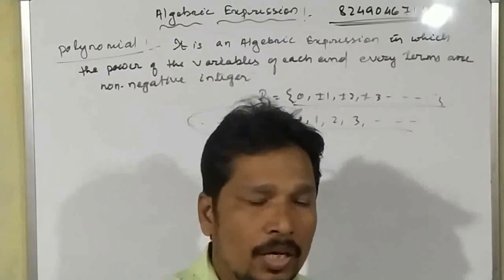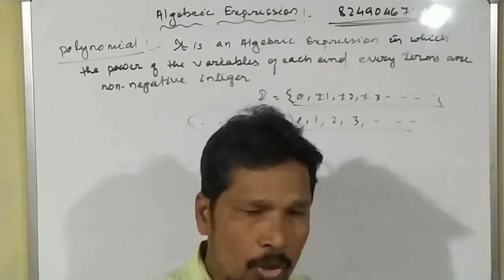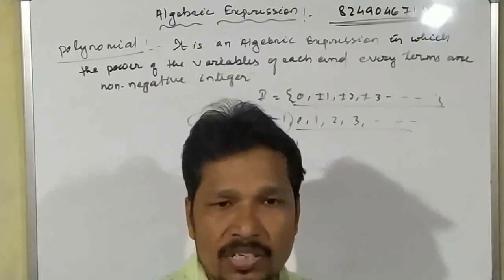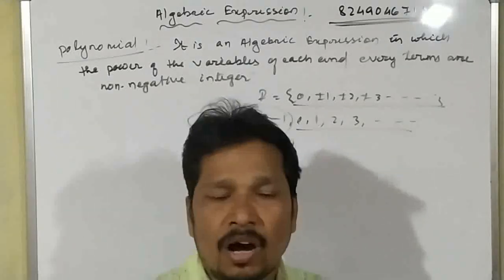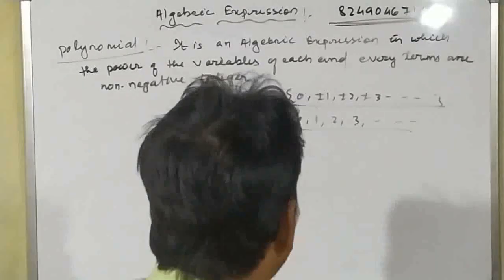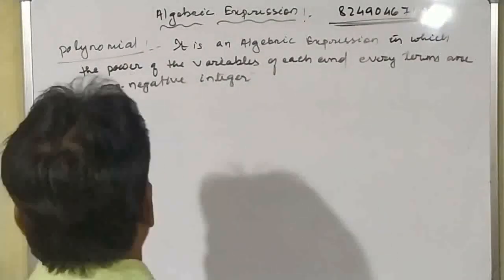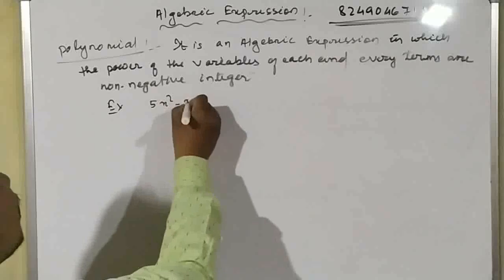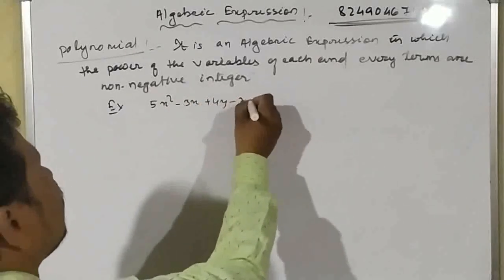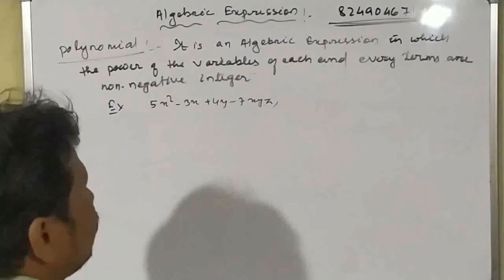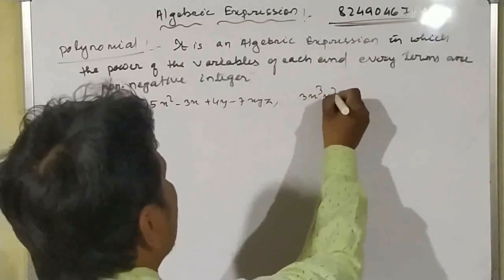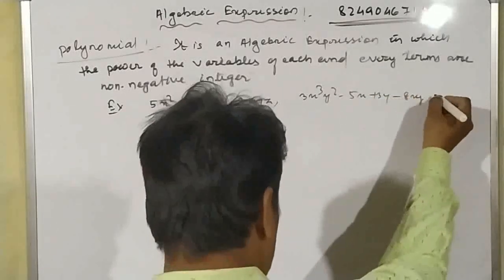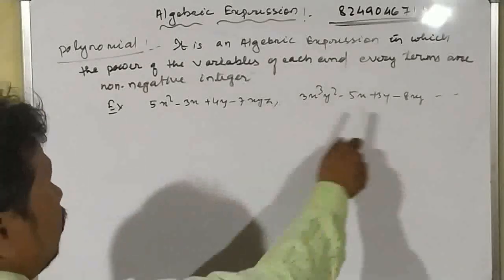So every polynomial is an algebraic expression, but we cannot say that every algebraic expression is an example of a polynomial. For example: 5x square minus 3x plus 4y minus 7xyz; 3x cube y square minus 5x plus 3y minus 8xy, etc. These are known as polynomials.